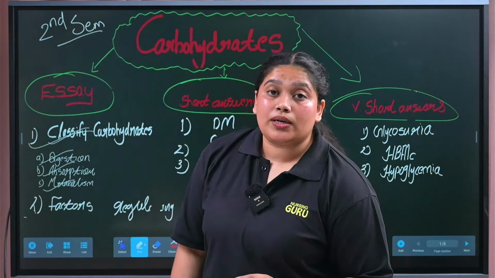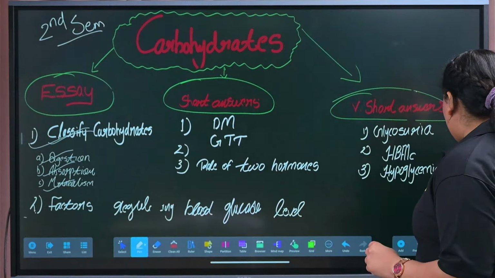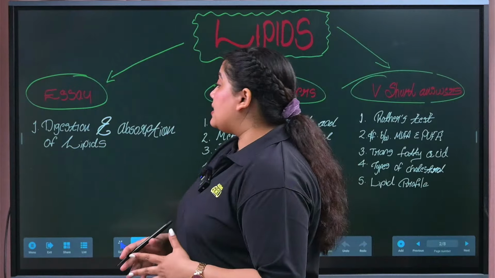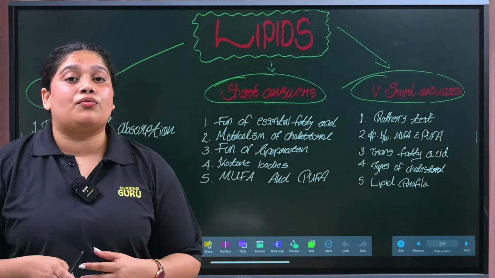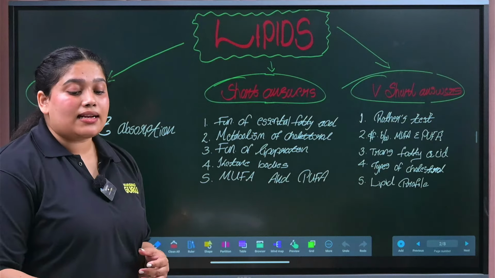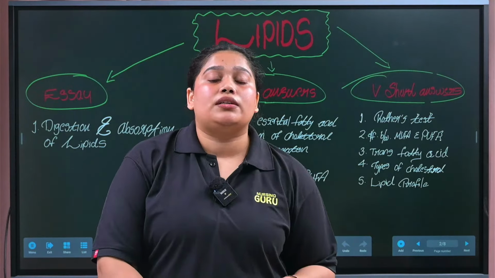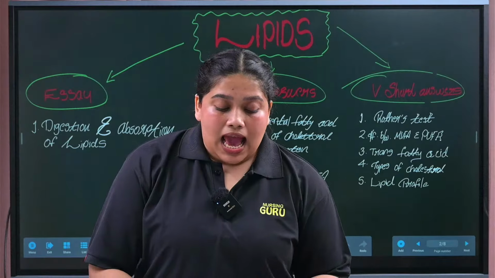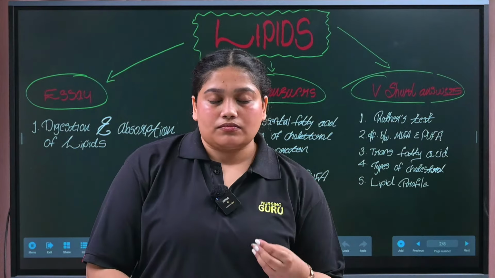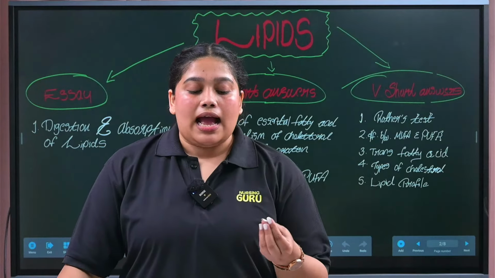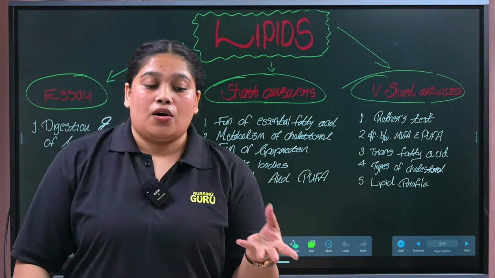Then we'll move on to the second unit. What is the second unit? That is lipids. From the unit lipids, we can expect the essay, that is digestion and absorption of the lipid. How will you answer this question? Same as carbohydrate, you have to define what is a lipid and you have to answer how the digestion is happening and the absorption of the lipid.